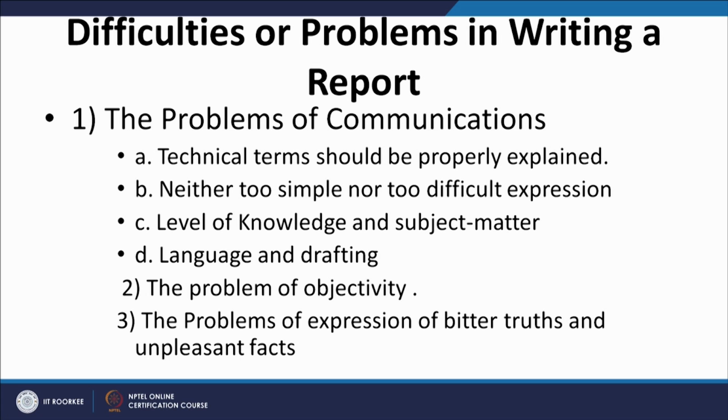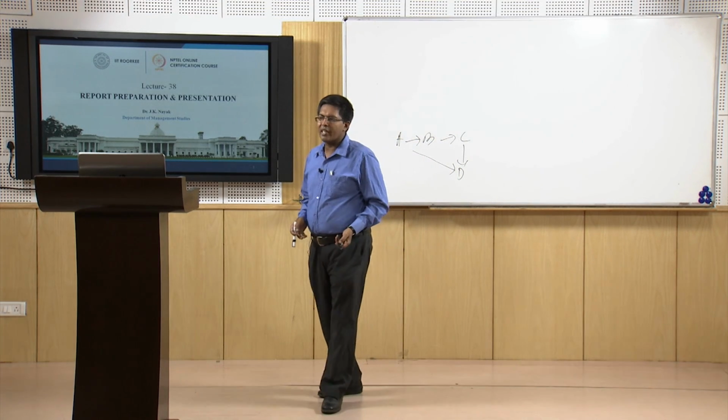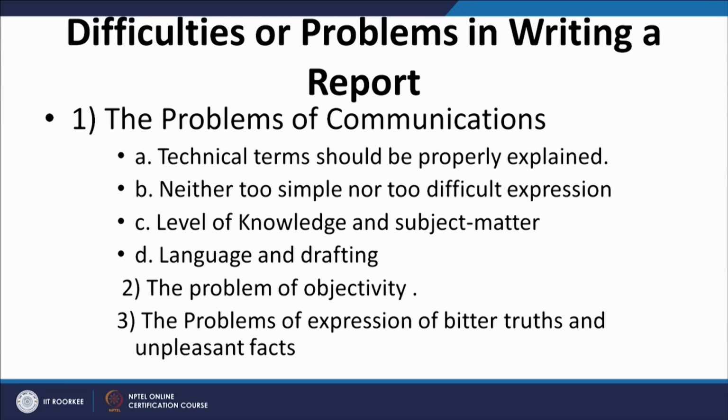What are the difficulties or problems while writing a report? The problem is of communication. Many a time while writing a report, we find difficulty in the technical terms; they should be properly explained. So, if you are using a technical term, kindly explain it properly, because the world might not understand it. It should be neither too simple nor too difficult an expression. Simple is still okay, not too difficult, sure. Consider the level of knowledge and subject matter of the reader. So, who is going to read your report? Accordingly, your subject matter should be there, and it should be explained in that way.